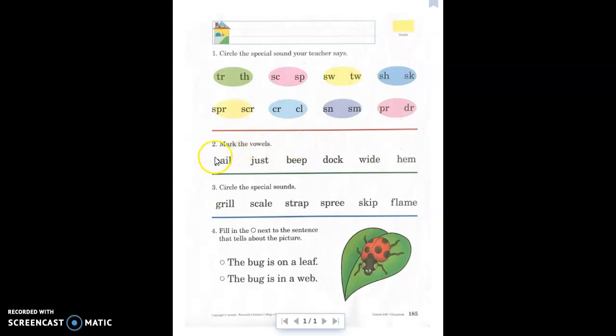Okay, for this section right here, this row of words under the red line and above the green line, I need you to mark the vowels. Remember, a word with two vowels, the first vowel gets a line and the second vowel gets marked out. If there's only one vowel in a word, it will get that little smile.